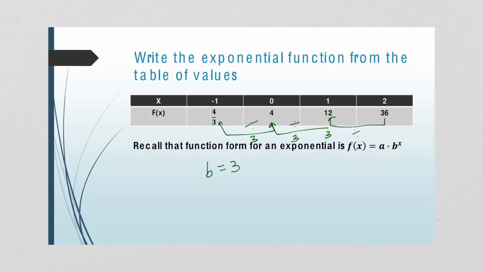A is my initial value, which happens at 0. So A is 4. Then I can write my function, f of x equals 4 times 3 to the x. And there's my table of values. If we move on to the next one, you can check because we know that our rate has to be larger than 1, because as our function goes up on the x-axis, the y's also have to increase.